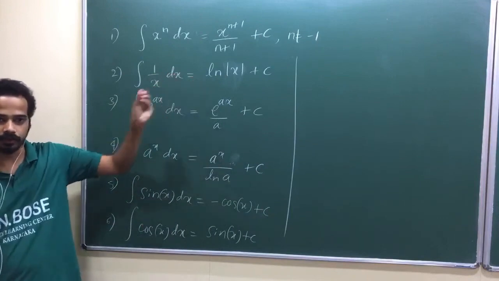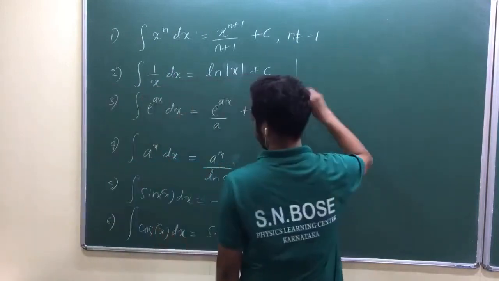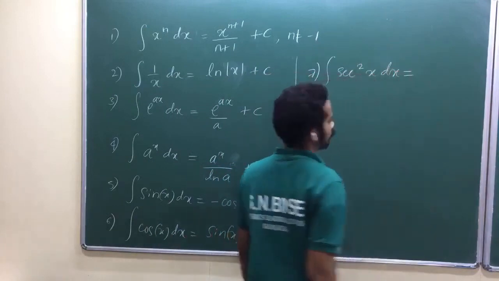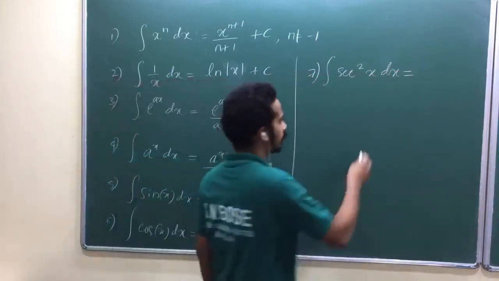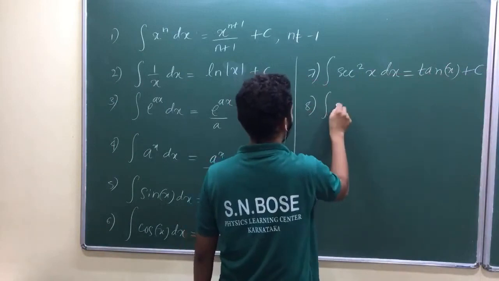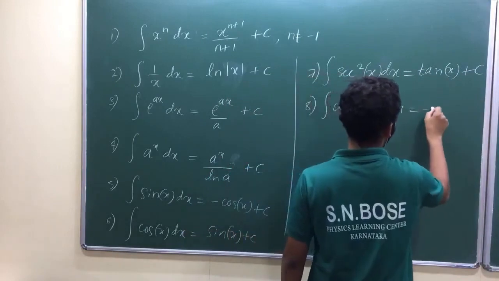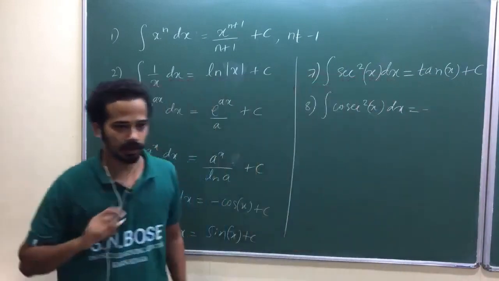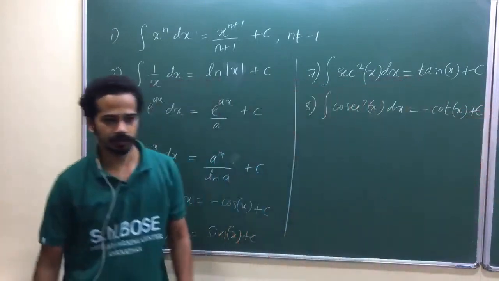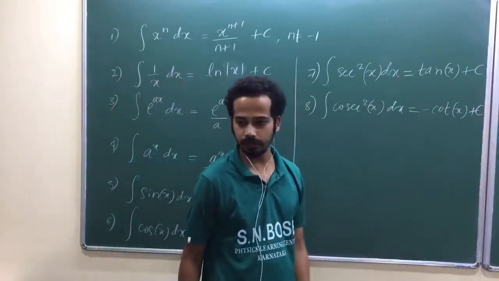Direct tan and cot are quite difficult to think of in a reverse way, but we can think of secant square and cosecant square. Integral of secant square x dx is equal to tan x plus c, because differentiation of tan x is secant square. Similarly, integral of cosecant square x dx is equal to minus cot x plus c, because differentiation of cot x is minus cosecant square x. That negative sign should be compensated.